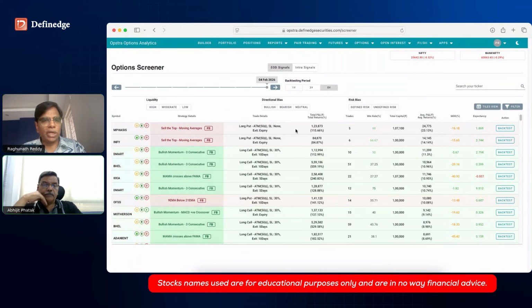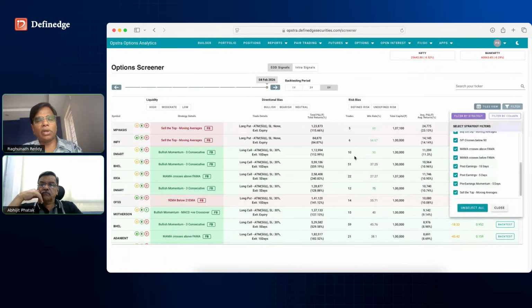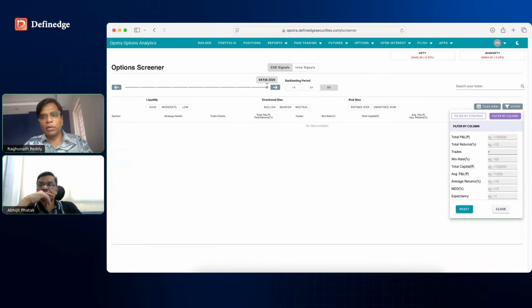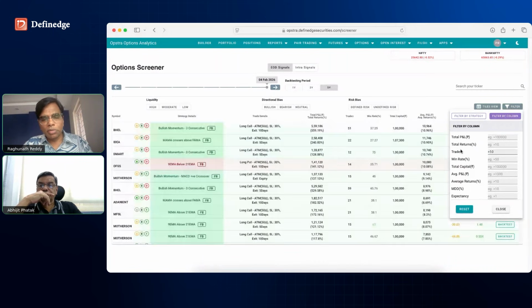Okay. Now we can also filter. For example, somebody is not satisfied with a few number of trades. Somebody wants enough number of trades to backtest. So you can filter by column. For example, I want at least 10 trades minimum. So I say greater than 9 or greater than 10. So minimum 10 trades will be filtered in, and unless those are there, it will not show up in the result. Like that, you have multiple columns which you can filter using this filter functionality.